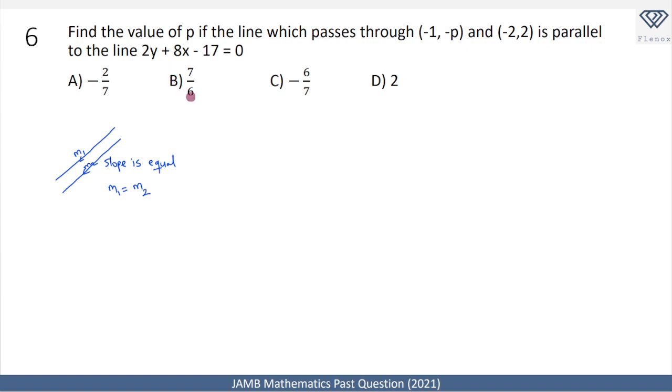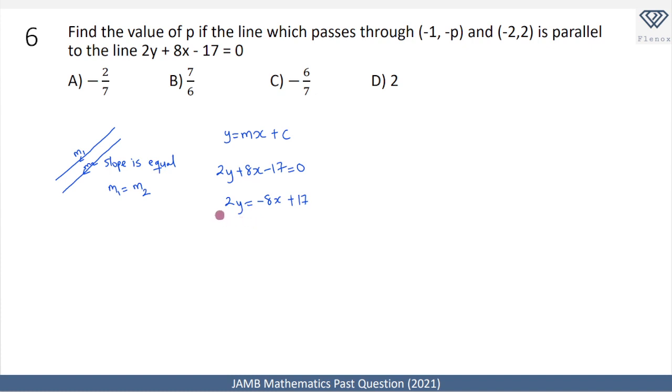We know that the equation of a straight line is given as y equals mx plus c. So we have to rewrite this equation in this form before we can compare. So we have 2y plus 8x minus 17 equals 0. Let's try to write it in the form y equals mx plus c. So we have 2y equals minus 8x plus 17.